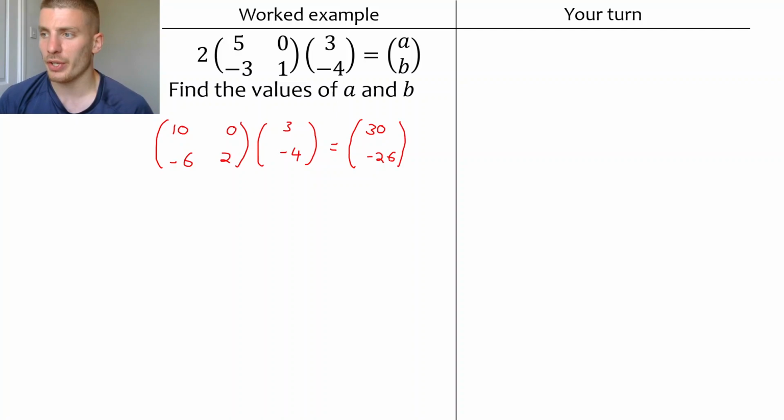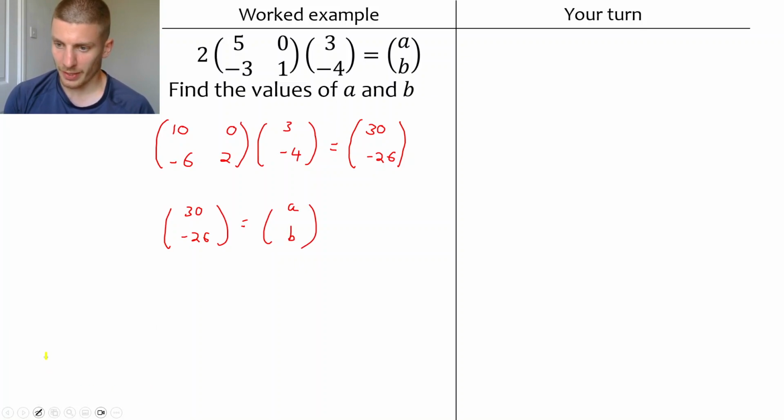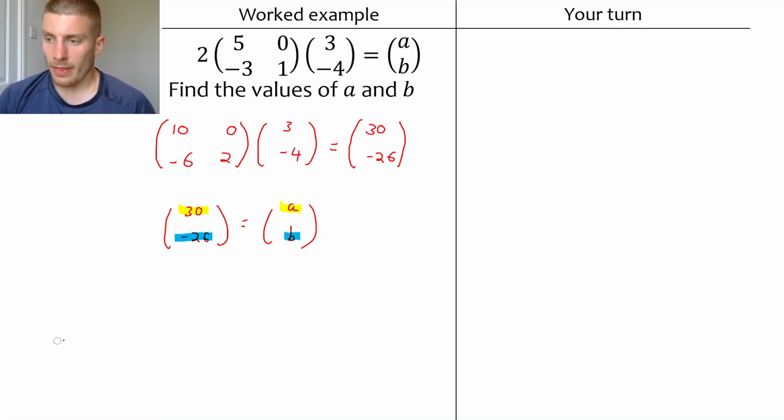And that is just your answer, right? Because we've multiplied all of this here, and that's given us 30, minus 26, and that is equal to the matrix AB. So just by comparing coefficients now, we can see A must be equal to 30, and similarly B must be equal to minus 26, and that's it. A is equal to 30, and B is equal to minus 26, and they are your two solutions.